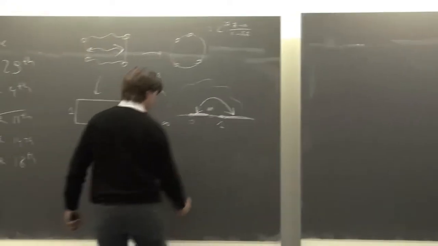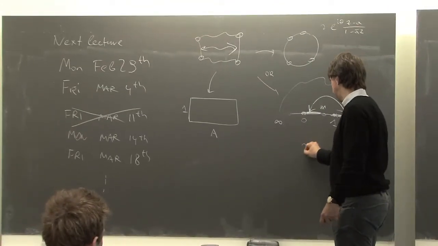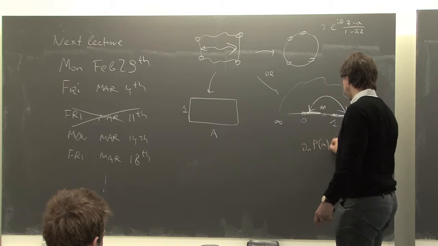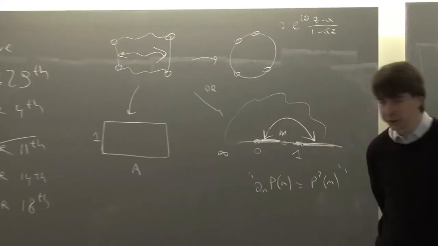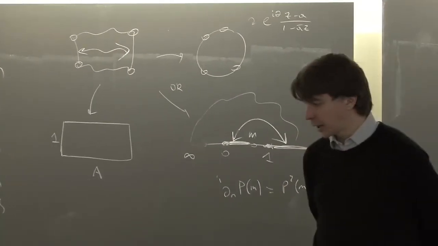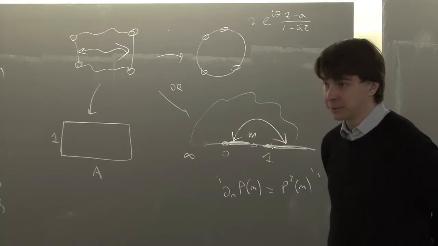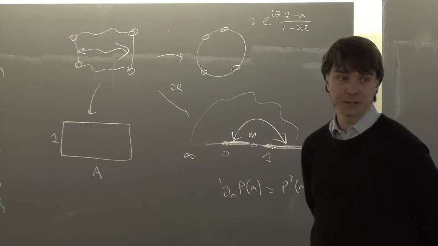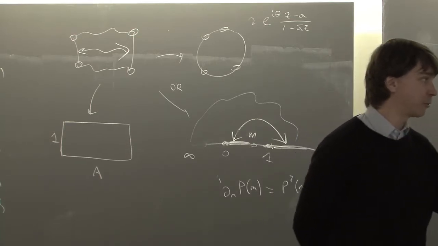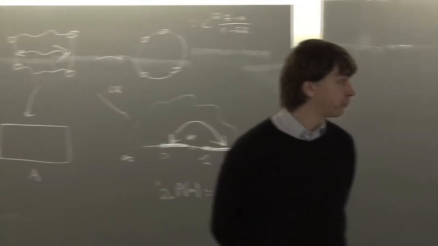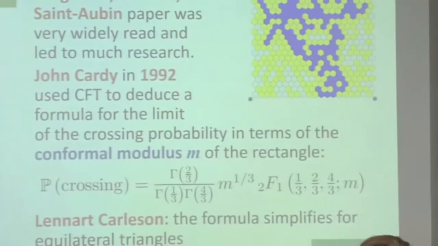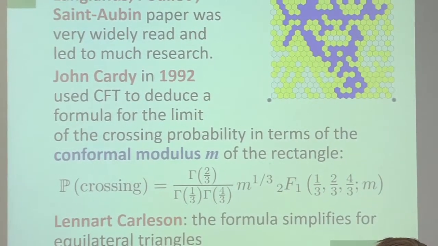The equation which they get for crossing probability was more or less of this type, like derivative in M of P of M is equal to P. That type of equation. So it's a nonlinear equation. It's a variant of the Riccati equation, and it's basically the simplest algebraic equation which doesn't have an algebraic solution. So there is a special name for its solution, which also can be written as an integral of some fractional polynomial.